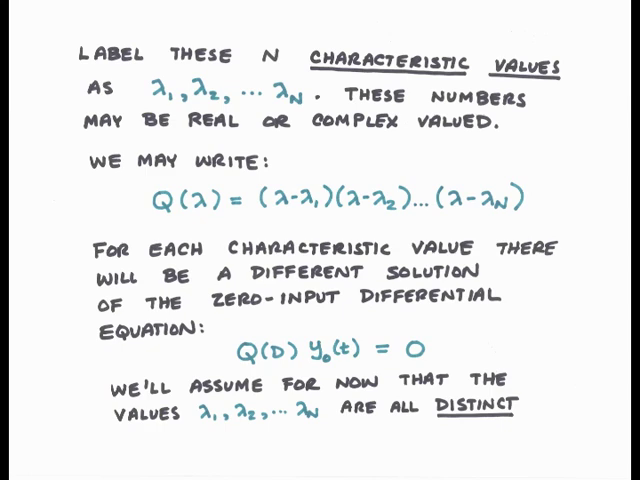Now, since each characteristic value makes q of lambda equal to 0, we know that each characteristic value will dictate a different solution to the zero-input differential equation q of D y0 of t equals 0. For now, we will assume that all of the characteristic values are distinct. That is, no characteristic value equals another characteristic value. The other situation is referred to as the repeated case.